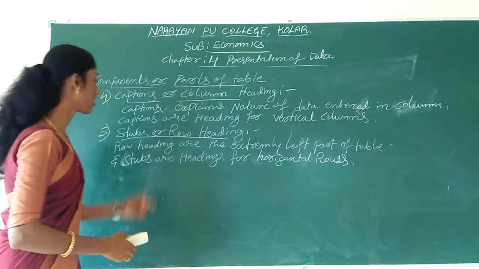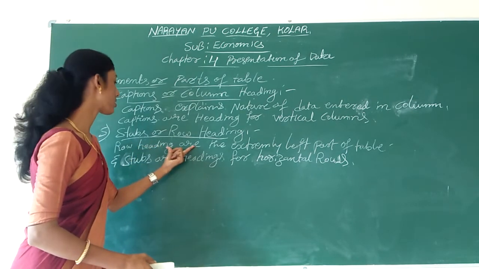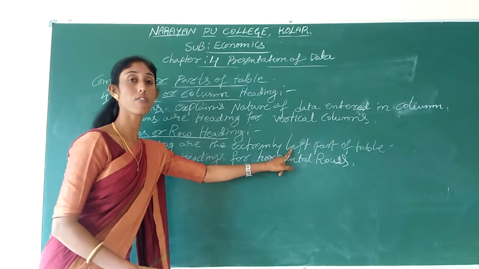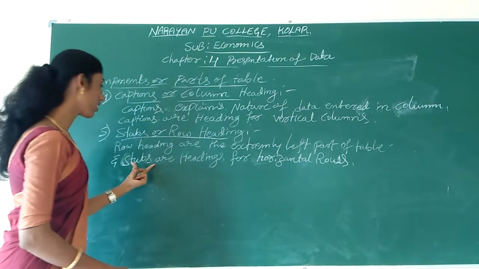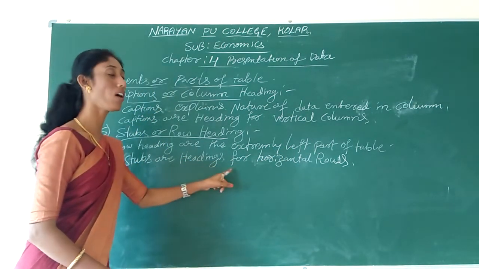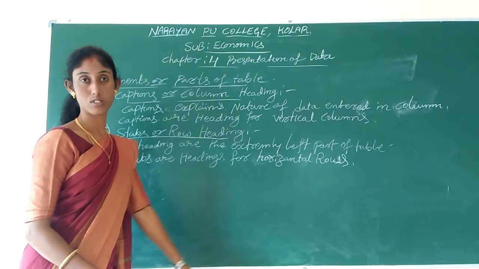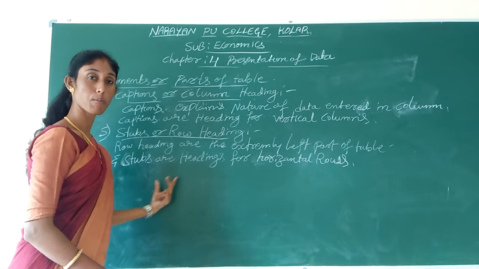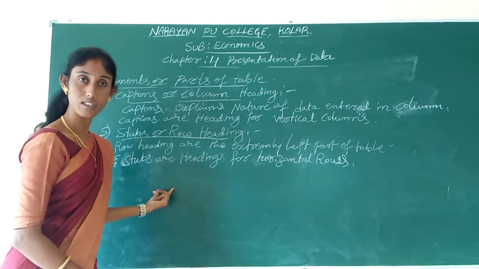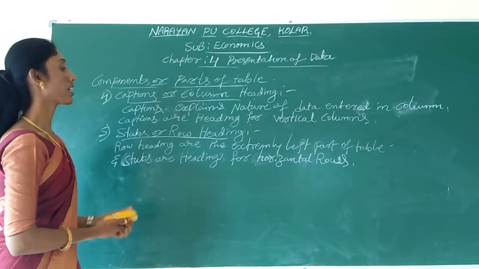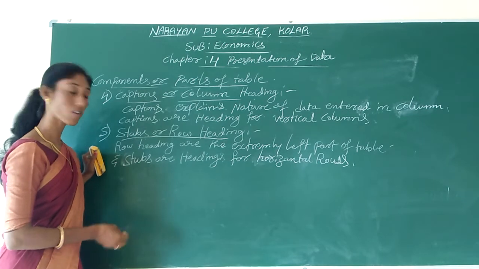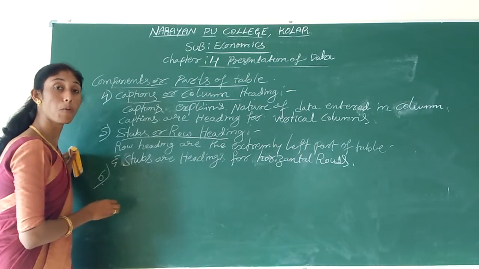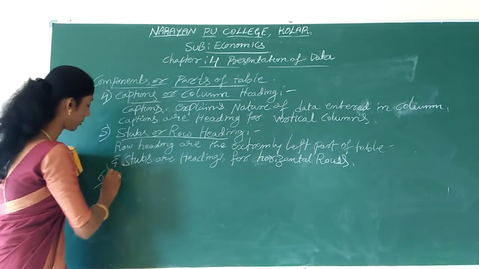Horizontal rows. Here the row headings or stubs are mentioned in the extreme left part of a table, and they are the headings for horizontal rows. Whatever the entire row is representing will be mentioned in the row heading. Got it? And the next important component of a table, the most important, is the body of the table.